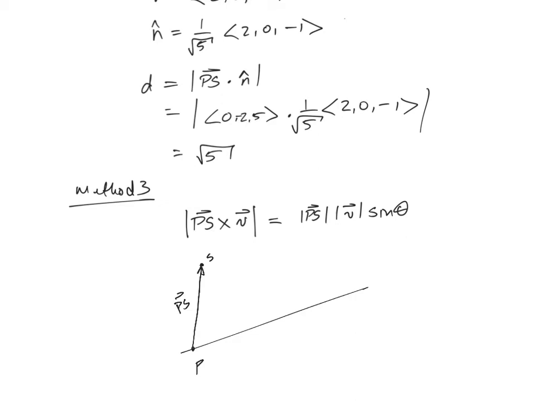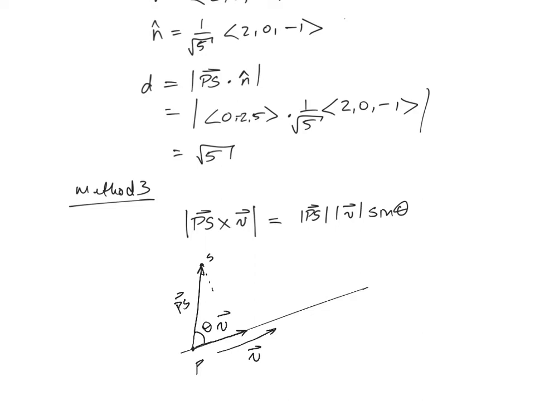Here's the vector V. That should be parallel to the line. Okay? Or I could draw V like this. V could be on the line. I can find this angle theta.